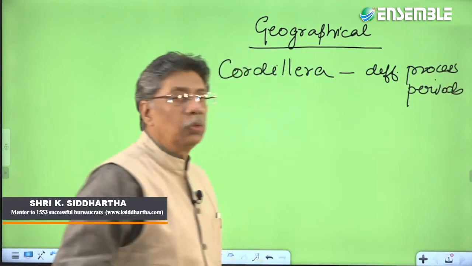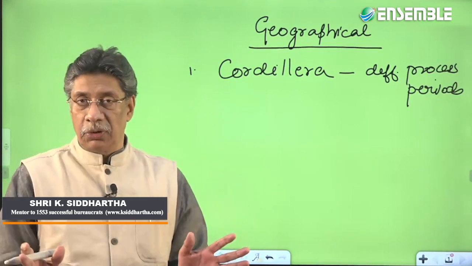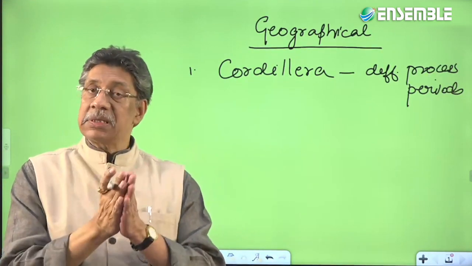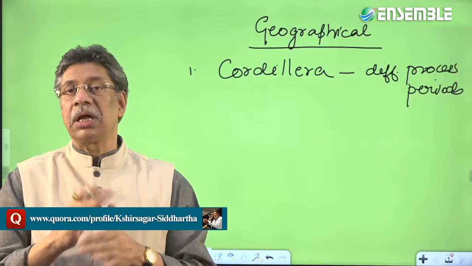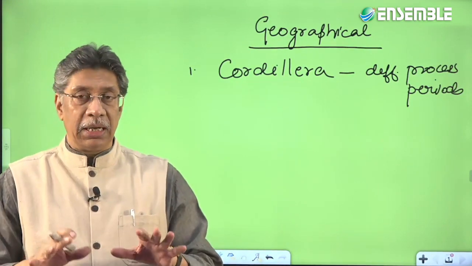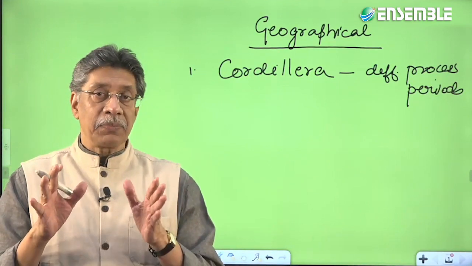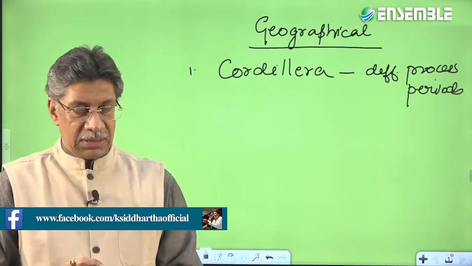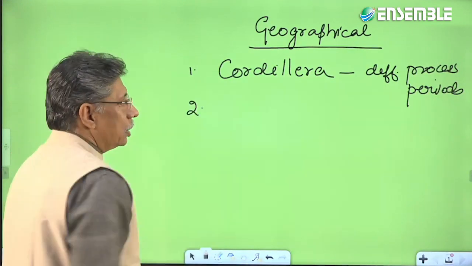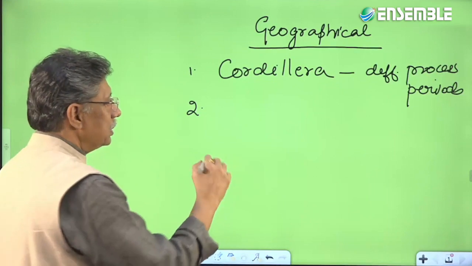For example, you will go and find that the western side of North America and the western side of South America, both of these places, the mountains that exist are going to be called by the name of Cordillera. They are not going to be called a range. So it's going to be the western Cordillera in both of these cases. That's number one. Second is what we're going to be calling a mountain system.